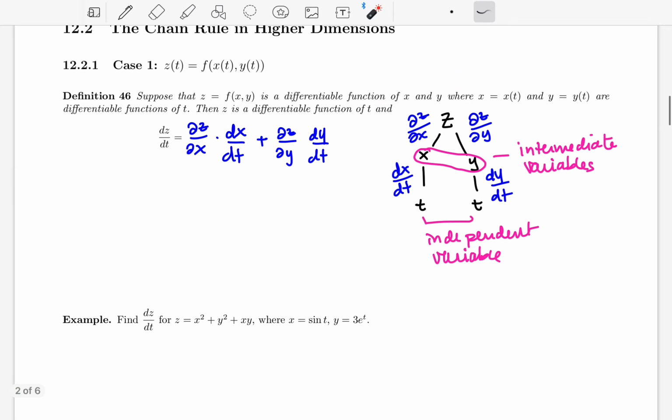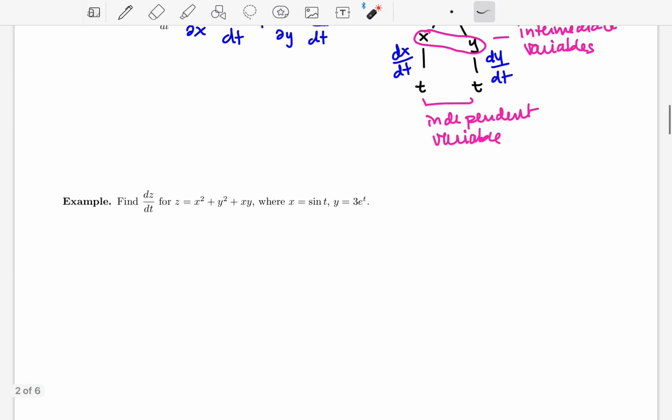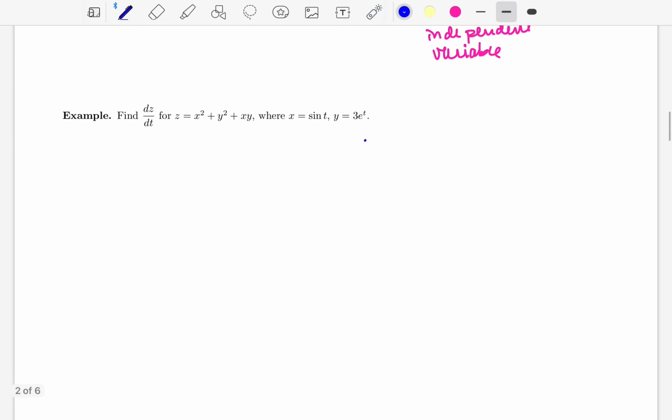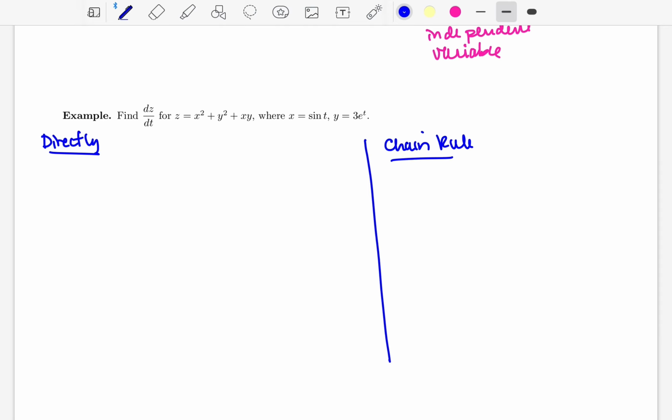So we will be using this tree, which is just this definition of the derivative. I'm going to do it two different ways. I'm going to do it directly first, so that you see how we would do this in calculus 1. And then I'll do it using the chain rule in higher dimensions so that you see that we get the same answer. Okay, this is easy enough that we can do it like that.